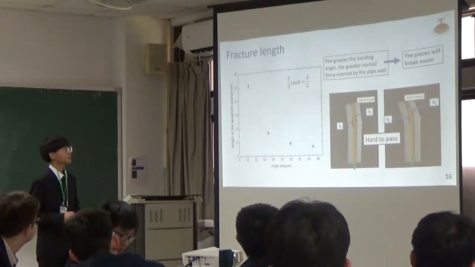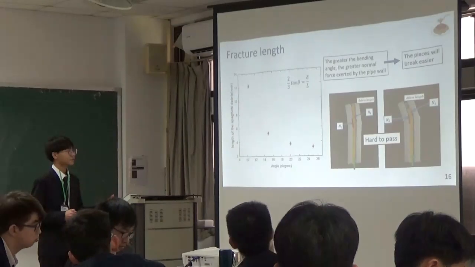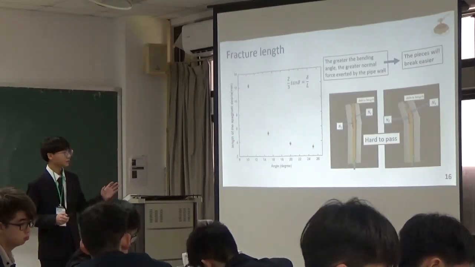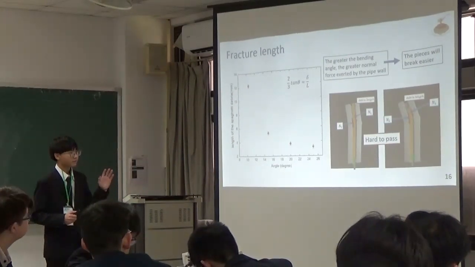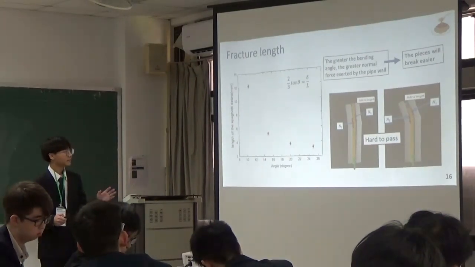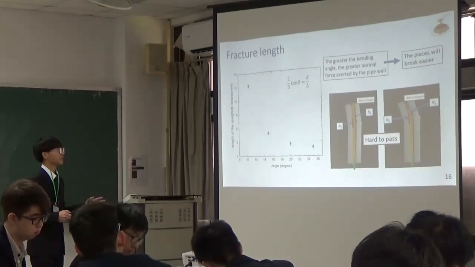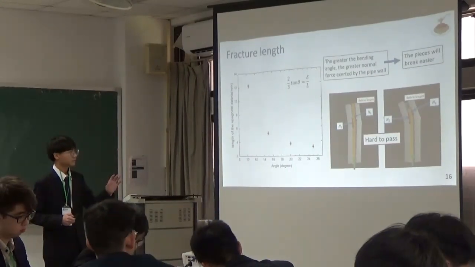Then next, we also measure the fracture length, and as you can see, as the angle of the bending tube goes higher, the length of the spaghetti pieces will be smaller.